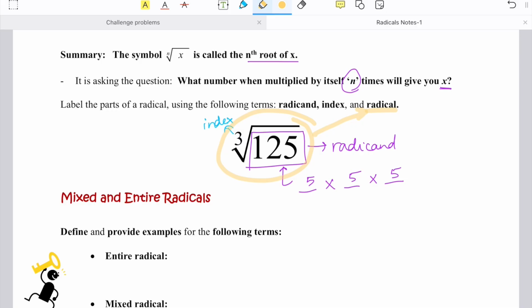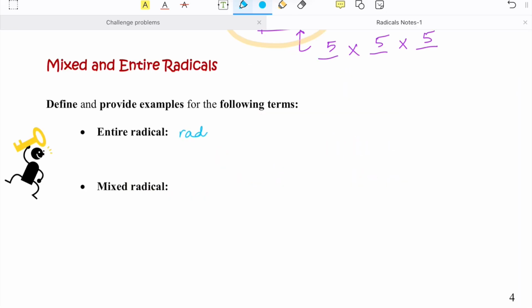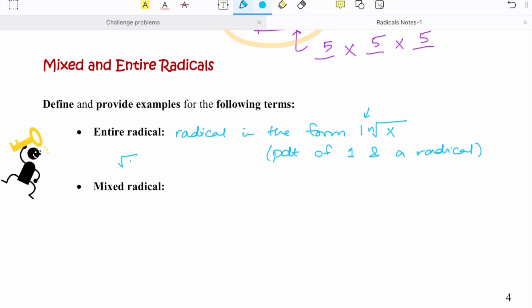So, let's look at an entire radical, a radical in the form 1 times nth root of x. We don't have any other number but 1 because 1 always exists, right? So it's just a product of 1 and a radical. Examples will be square root of 2, square root of 126, cube root of 49, right?